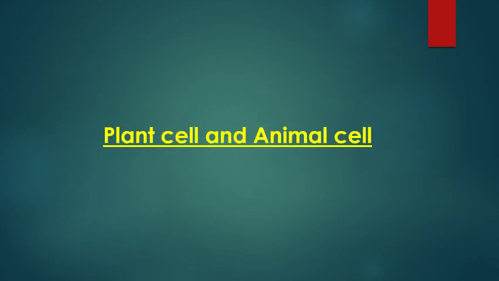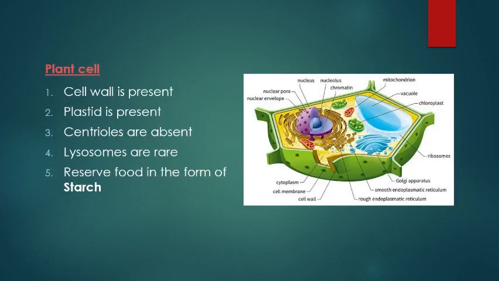Plant cell and animal cells are the two typical examples for eukaryotic cells. But we know that they are different. They have some unique features. Let's discuss the difference. Plant cell: cell wall is present. Plastid is present. Centrioles are absent. Lysosomes are rare. Reserve food in the form of starch.